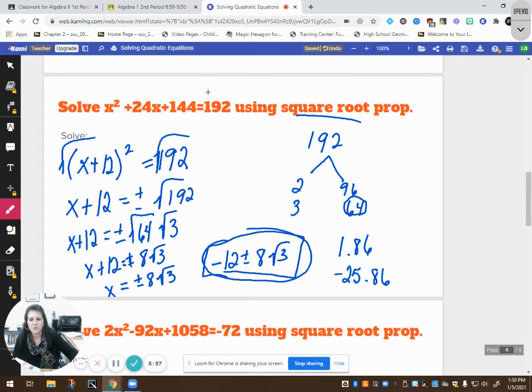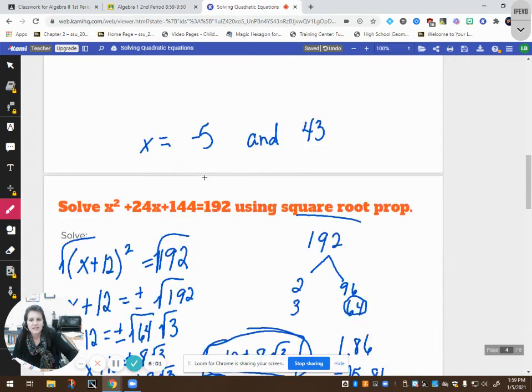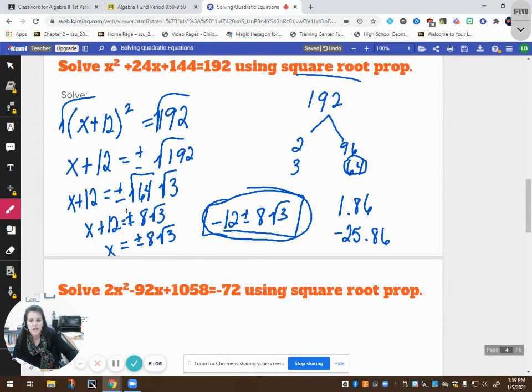So the difference between these two problems up here and this one is that these I could take the square root of and get a perfect number. This one, I cannot. I cannot take the square root of 192 and get a whole number. I get an irrational number.